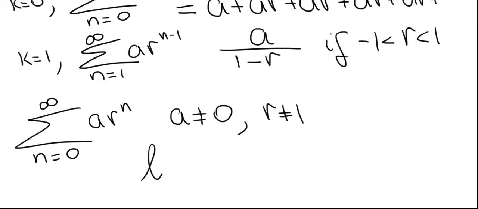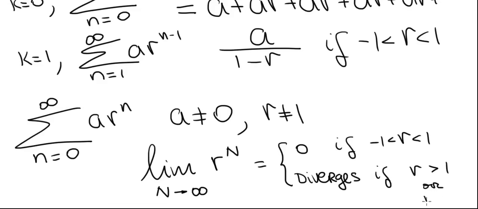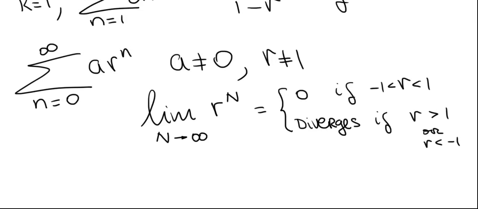We're going to need the following result that you should have learned when you studied sequences. I'll use a capital N index here. The limit as capital N goes to infinity of r to the N, where r is any number other than 1, is equal to 0 if r is strictly between minus 1 and 1, and it diverges, which means it doesn't go to a finite number, if r is greater than 1 or r is less than minus 1. So we're going to need that result to derive the formula.